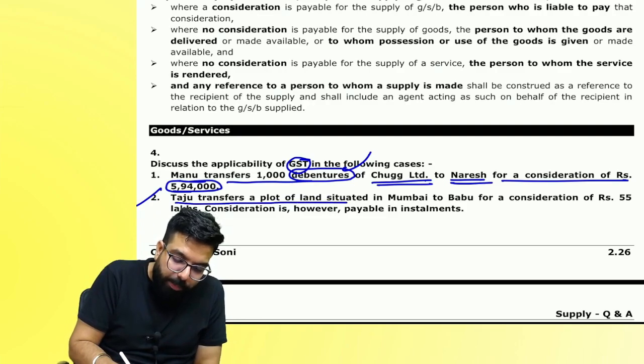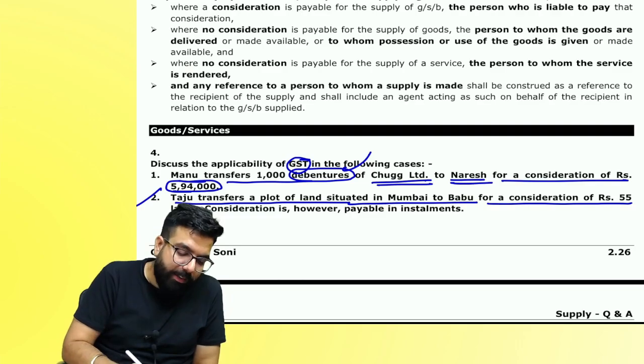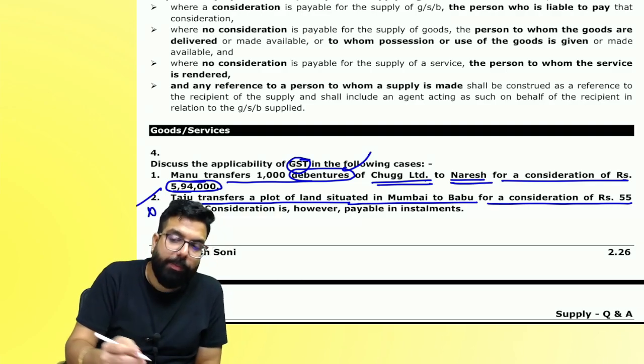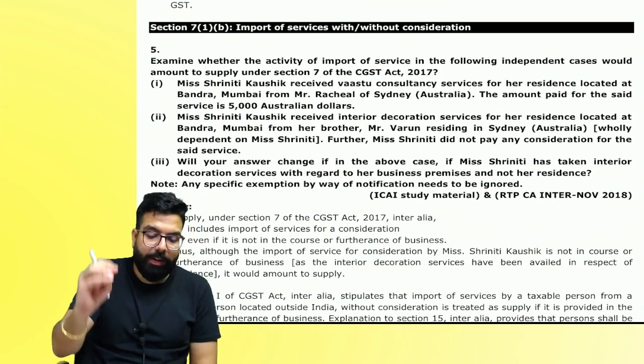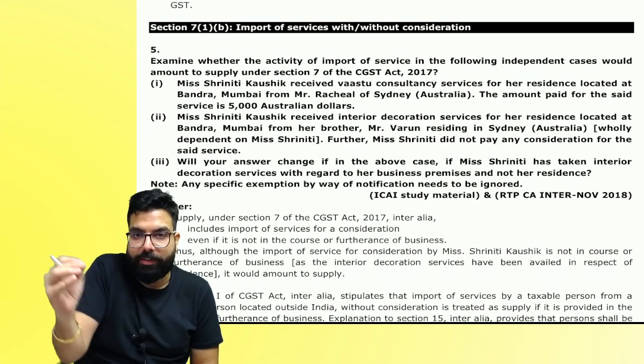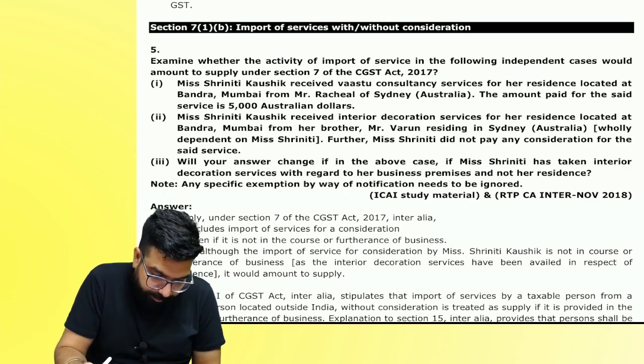Taju transfers a plot of land situated in Mumbai to Babu for a consideration of 55 lakh. This is yet to be discussed, because I'm yet to discuss sale of land a little. You are yet to grow in GST. Small things I'm teaching you, whatever we are learning. Next.